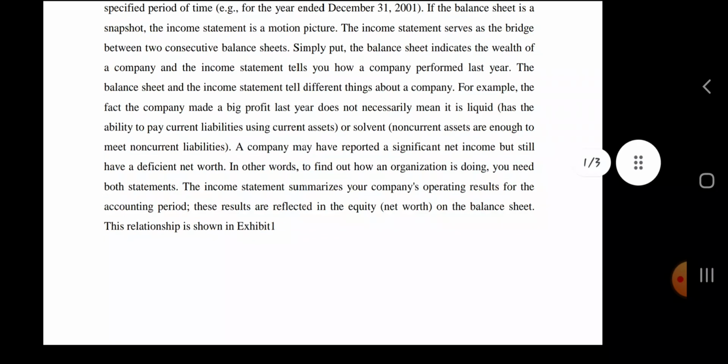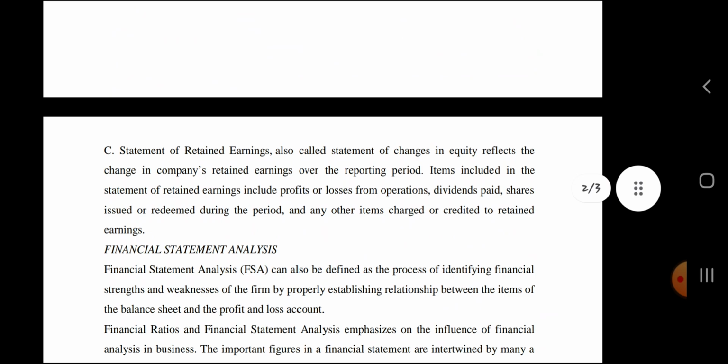Okay, then the third statement, that is a statement of retained earnings, also called statement of changes in equity, reflects the change in the company's retained earnings over the reporting period. Items included in the statement of retained earnings include profit or losses from operation, dividends paid, shares issued or redeemed during the period, and any other items charged on or credited to retained earnings.